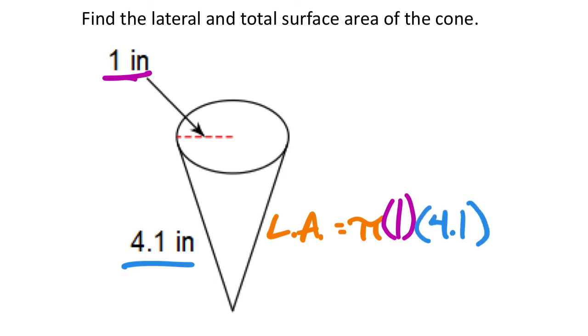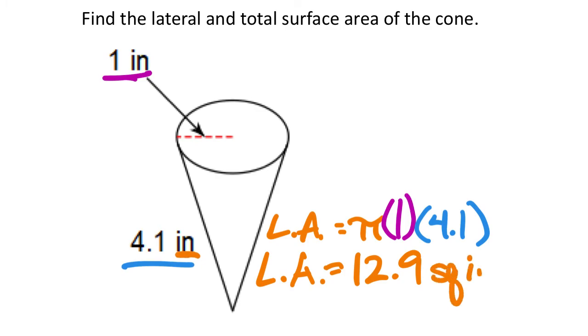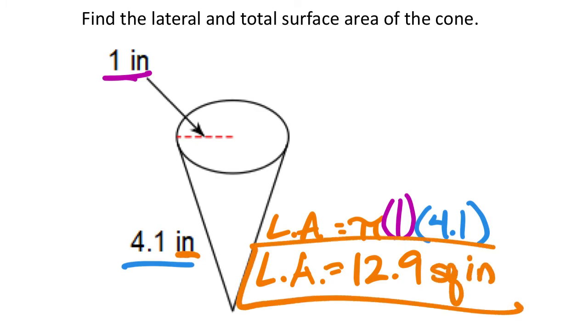And just plug this into the calculator. Again, I'm just typing it in directly. Pi times 1 times 4.1. And rounding to the nearest tenth, I got 12.88052988. So 12.88 would be 12.9. And this is in inches, so we'll make this in square inches for our label. That's our lateral surface area.